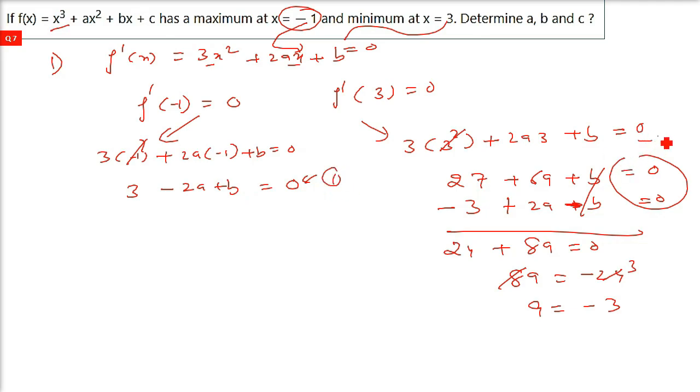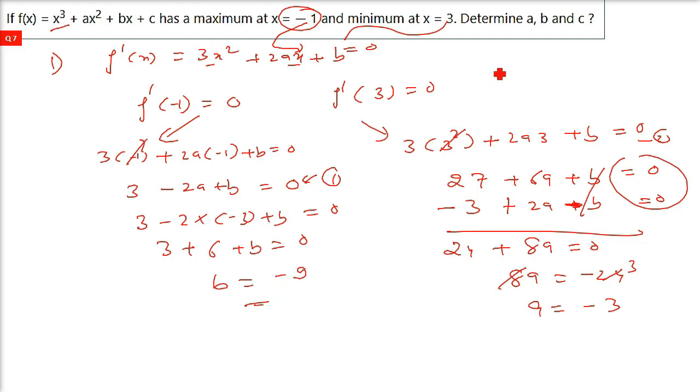Now place this a equals to minus 3 in any of these 2 equations. When we write a equals to minus 3 in either equation, for example, I am replacing a equals to minus 3 in the first equation, we get 3 plus 6 plus b equals to 0, which gives b is equal to minus 9.